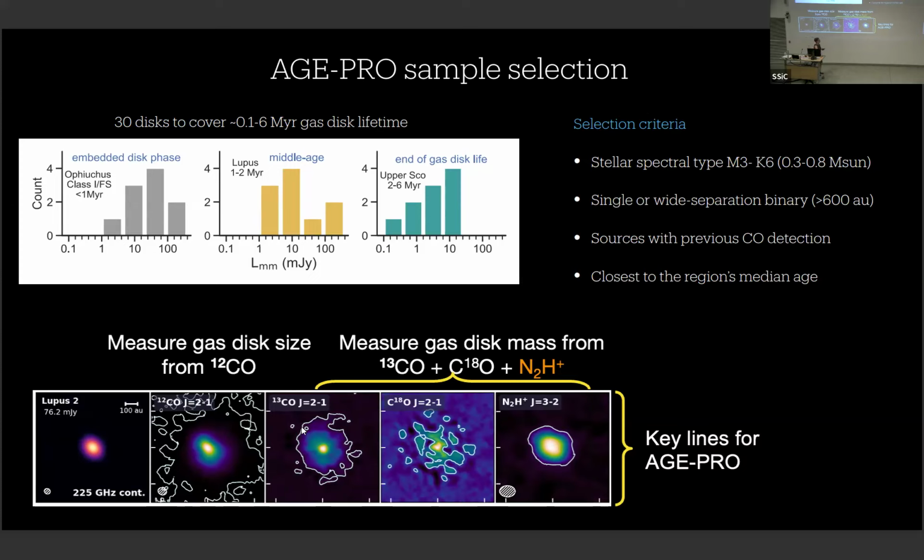Here at the bottom, you can see the tracers that we chose, so 3 CO isotopologues and also N2H+, because when CO is not present in the gas, so is depleted, then N2H+ is more abundant. So it's a kind of complementary tracer for the disk mass, if you want.